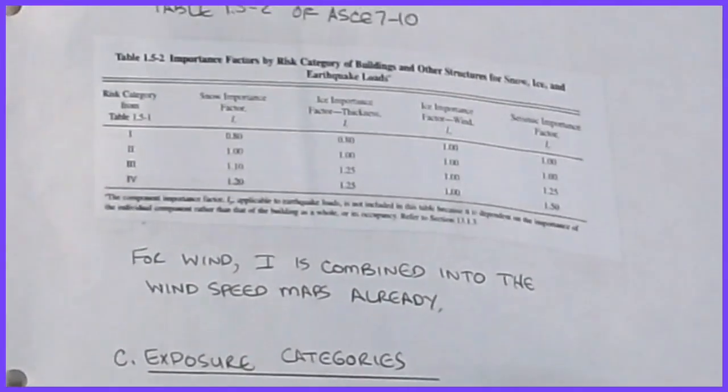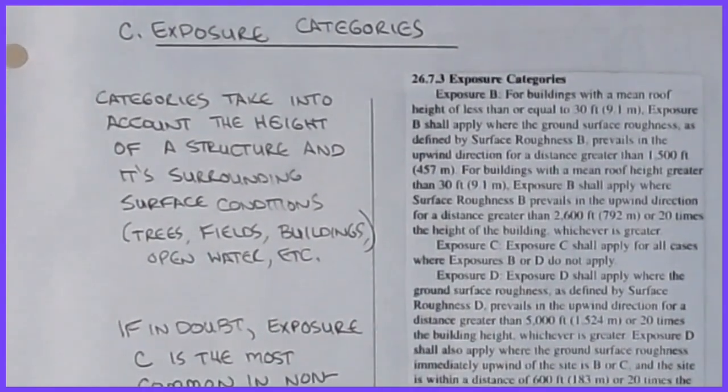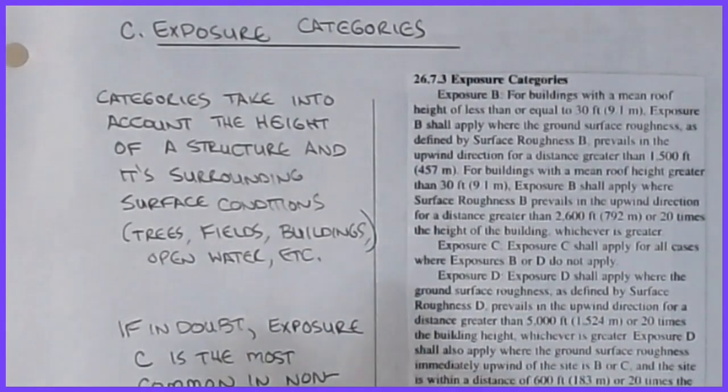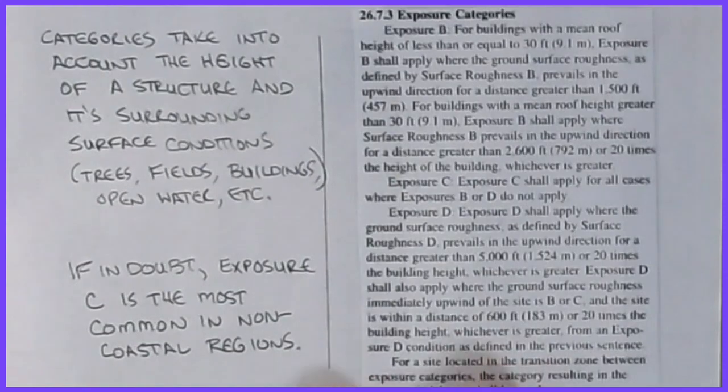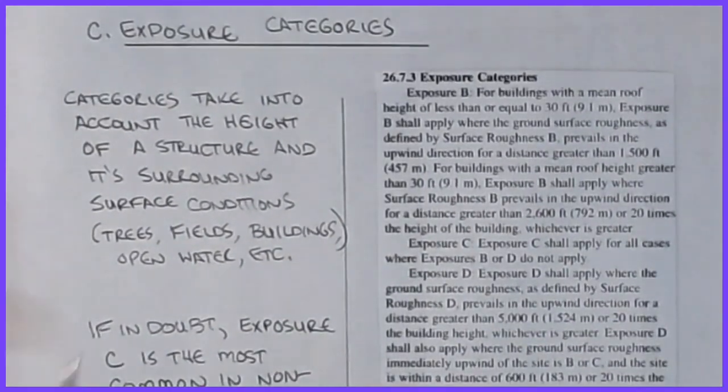Okay, all right, the last piece of information that we have to look at is what we call the exposure categories. Exposure categories are the susceptibility, based on geographic location, to certain events. What they do is take into account the height of a structure and its surrounding surface conditions.